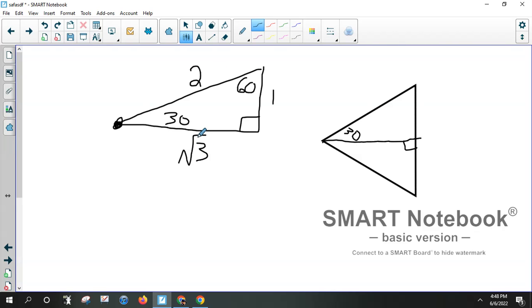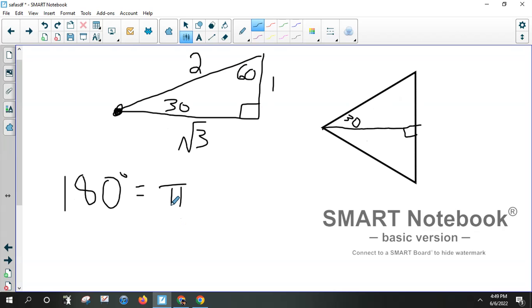Now we have everything we need, except for radians. So that was point number 1 on our little list. 180 degrees equals pi radians. From this, I can get anything I want.